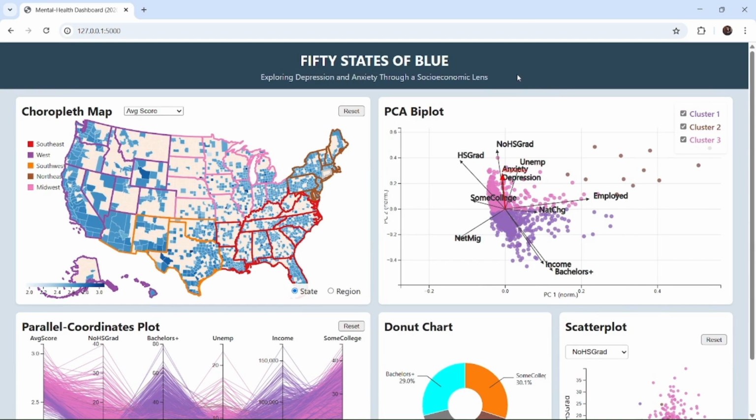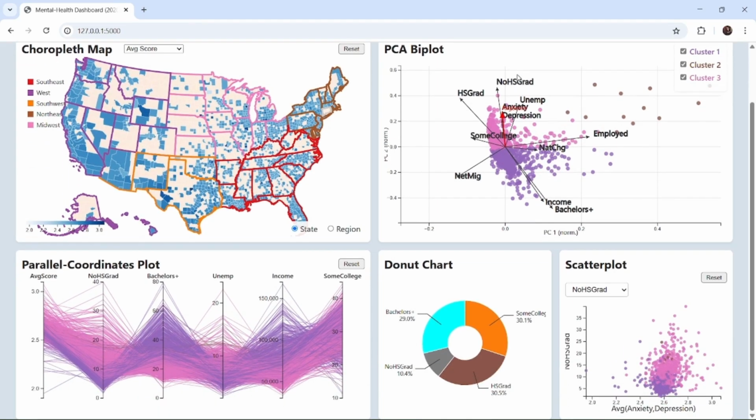Hi, welcome to our visualization dashboard, 50 States of Blue. Mental health varies widely across the United States, often shaped by factors like income, education, and employment. In this project, we explore how these socioeconomic conditions relate to depression and anxiety at the county level.